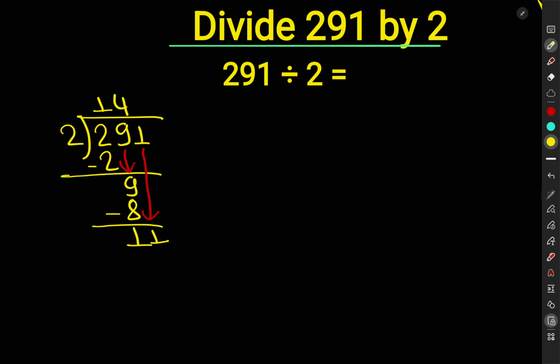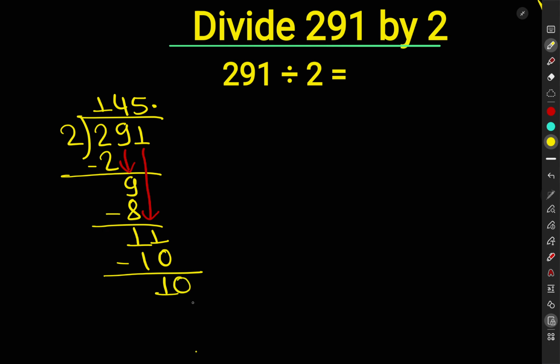So now it became 11 and 2 times 5 means 10. On subtracting we get 1. So now this 1 is less than 2 and there is no other number beside. So we put a decimal here so that we take 0.